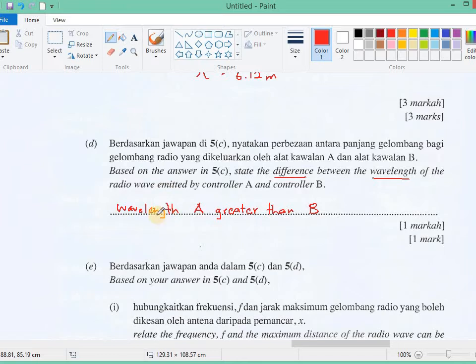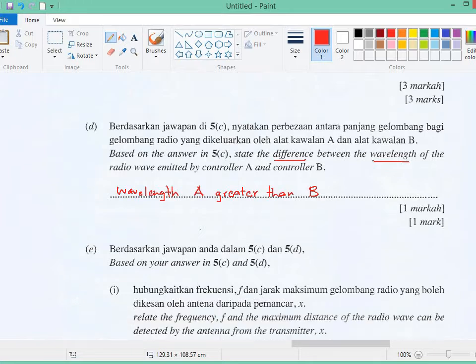So again, same like just now. What is the physical quantity that you are comparing, what are the two things that you are comparing, and the word that shows the comparison, which is bigger, which is smaller. These are the important things that you need to write. Okay, next.